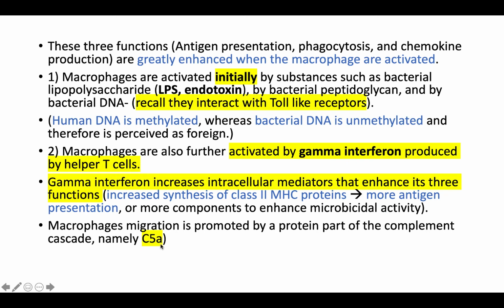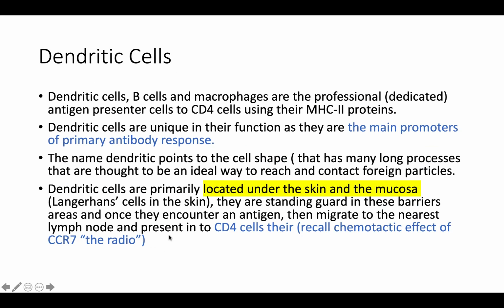We will talk about it in the complement lecture. So dendritic cells are the second one, alongside B cells, that are dedicated professional APCs. Dendritic cells are unique in their function, and they are the main promoters of the primary antibody response. So these are more specialized in the antibody response. The name dendritic points to the cell shape of these cells. They have many long processes that try to enter all the entrances between the cells, and it keeps putting these prongs everywhere, trying to cover as much area as possible.